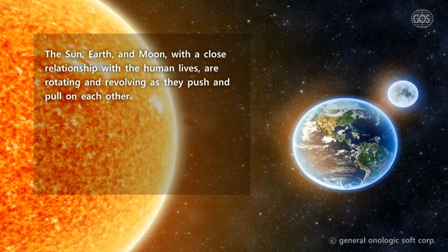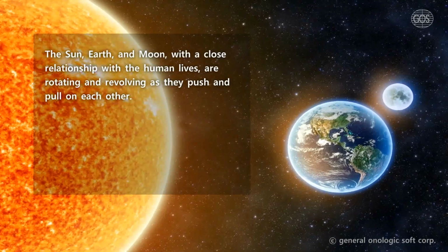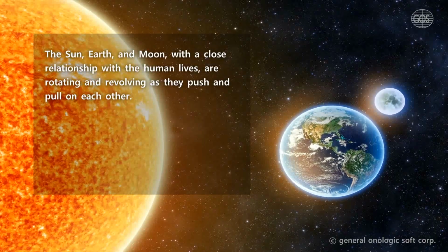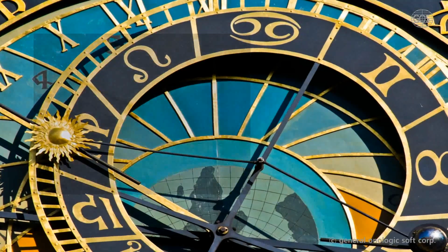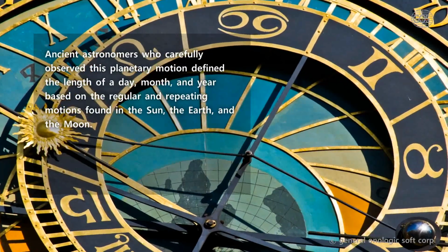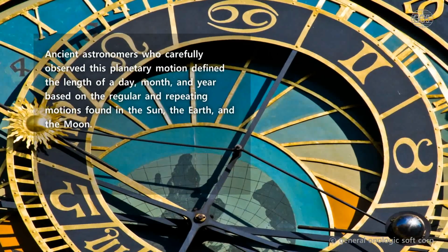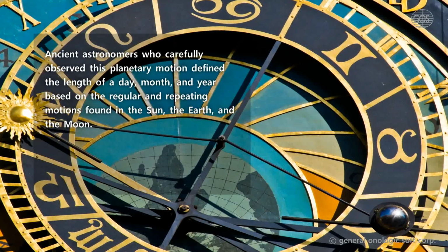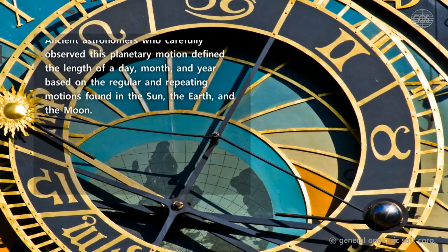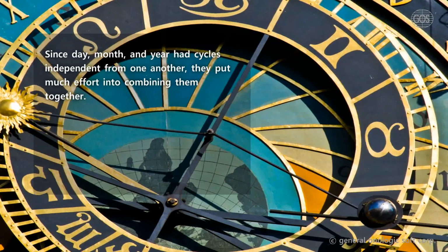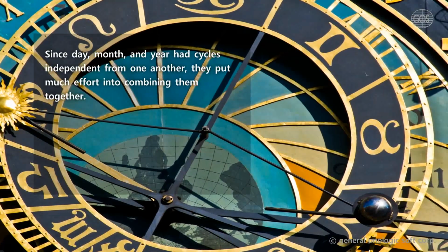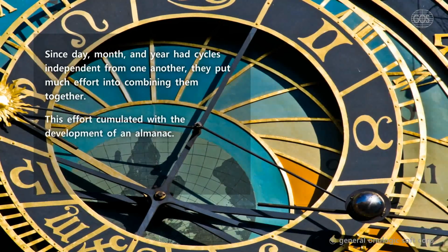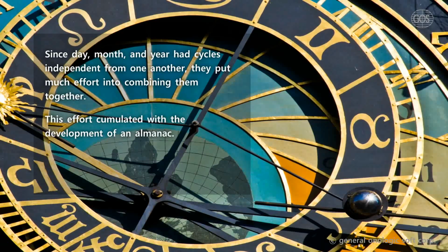The sun, earth, and moon, with a close relationship with the human lives, are rotating and revolving as they push and pull on each other. Ancient astronomers who carefully observed this planetary motion defined the length of a day, month, and year based on the regular and repeating motions found in the sun, the earth, and the moon. Since day, month, and year had cycles independent from one another, they put much effort into combining them together. This effort culminated with the development of an almanac.